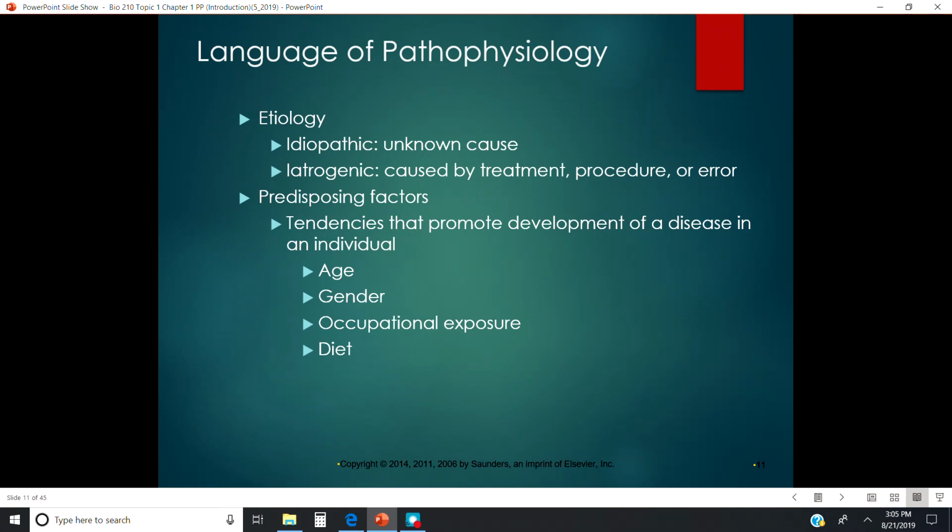And then even diet, right? If people have a diet that's high in fat, high in cholesterol, they're more likely to get things like coronary artery disease, that type of thing. Okay, so predisposing factors, again, these are behaviors, they're things that will promote the development of a disease.